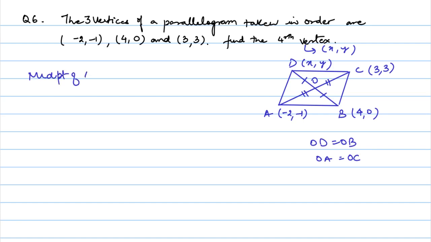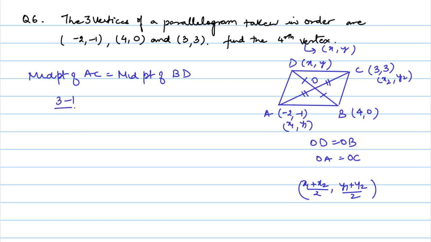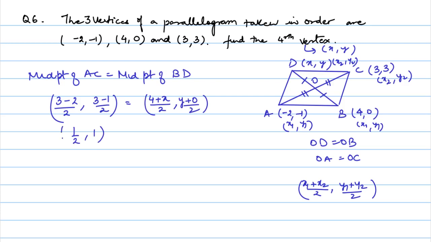The midpoint of AC is the same as the midpoint of BD. Now the midpoint of AC is what? The midpoint formula is x1 plus x2 by 2, comma, y1 plus y2 by 2. For AC, you can take any one of them as x1, y1 and the other as x2, y2. What do we get? 3 minus 2 by 2, comma, y would be 3 minus 1 by 2, is equal to the midpoint of BD. For BD, first we write the x coordinate, x plus 4 by 2, and y plus 0 by 2. They should be same. Therefore this is half comma 1 is the same as 4 plus x by 2 comma y by 2.